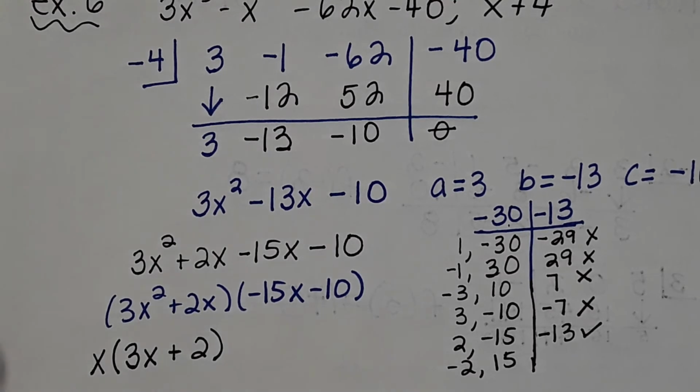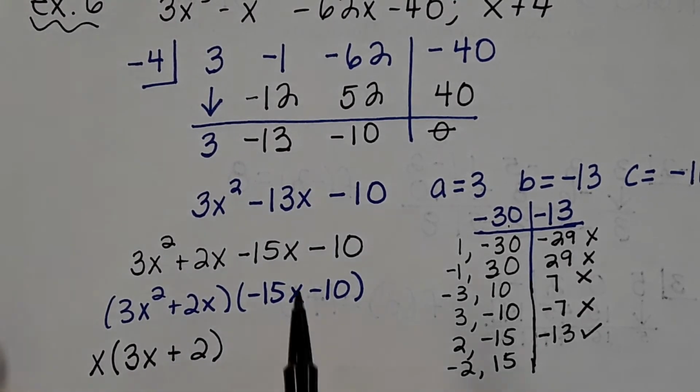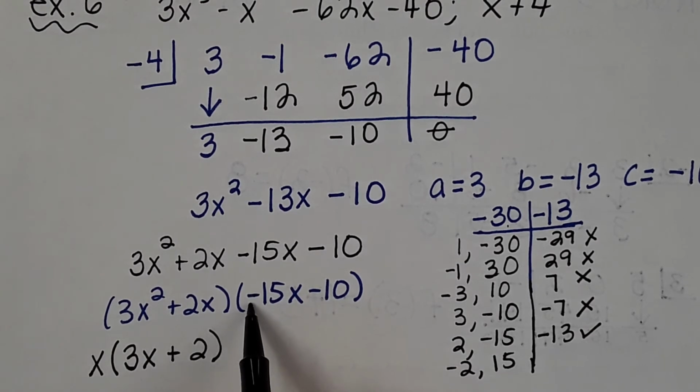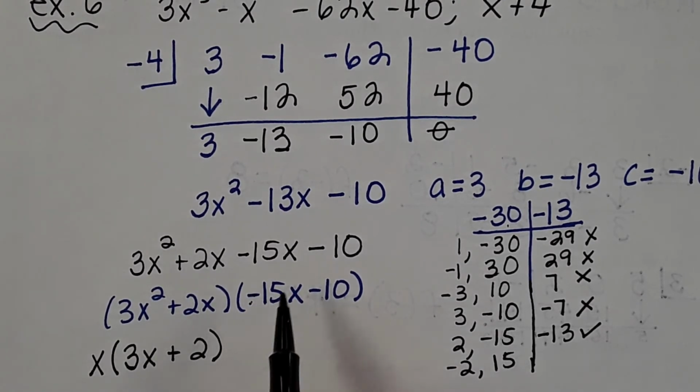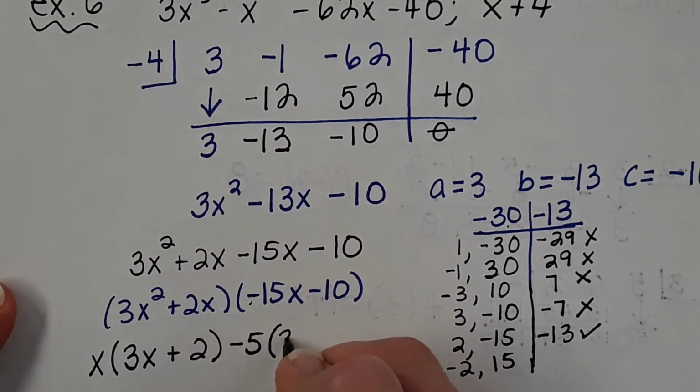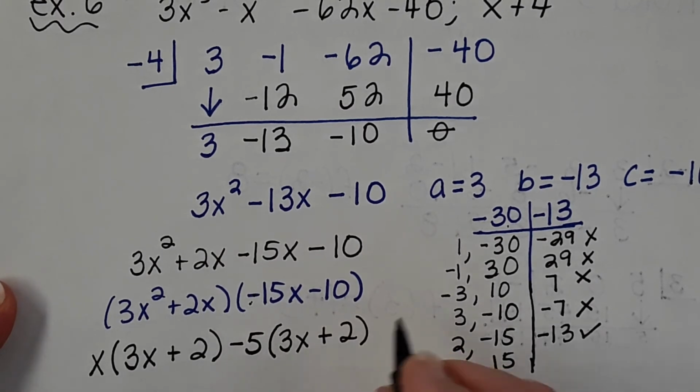5. Positive or negative? Negative. How do you know it's negative? It's because the leading one is negative. It doesn't hurt that both of them are negative, but the sign in front of the 15x tells you it needs to be negative 5. Negative 15x divided by negative 5 is positive 3x. Negative 10 divided by negative 5 is positive 2.